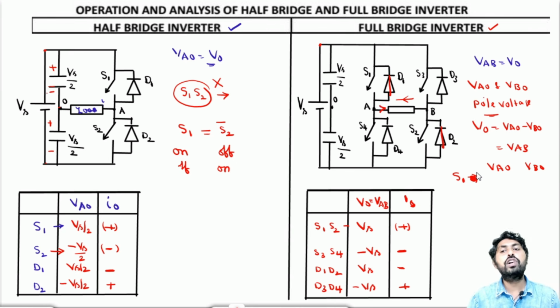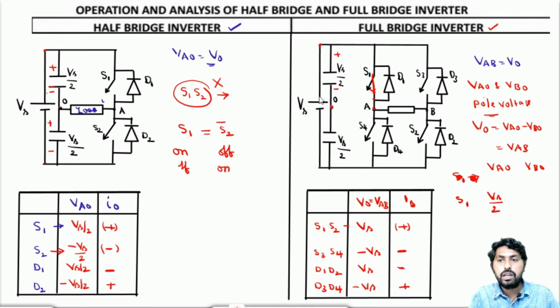So we'll find the pole voltages also. When S1 is in the on condition, what about VA naught? Don't get confused, understand here. It is as simple as this: when S1 is on, VA naught equals Vs by 2. Observe here, positive is connected to A and O is connected to the negative. So when S1 is on, VA naught equals Vs by 2.